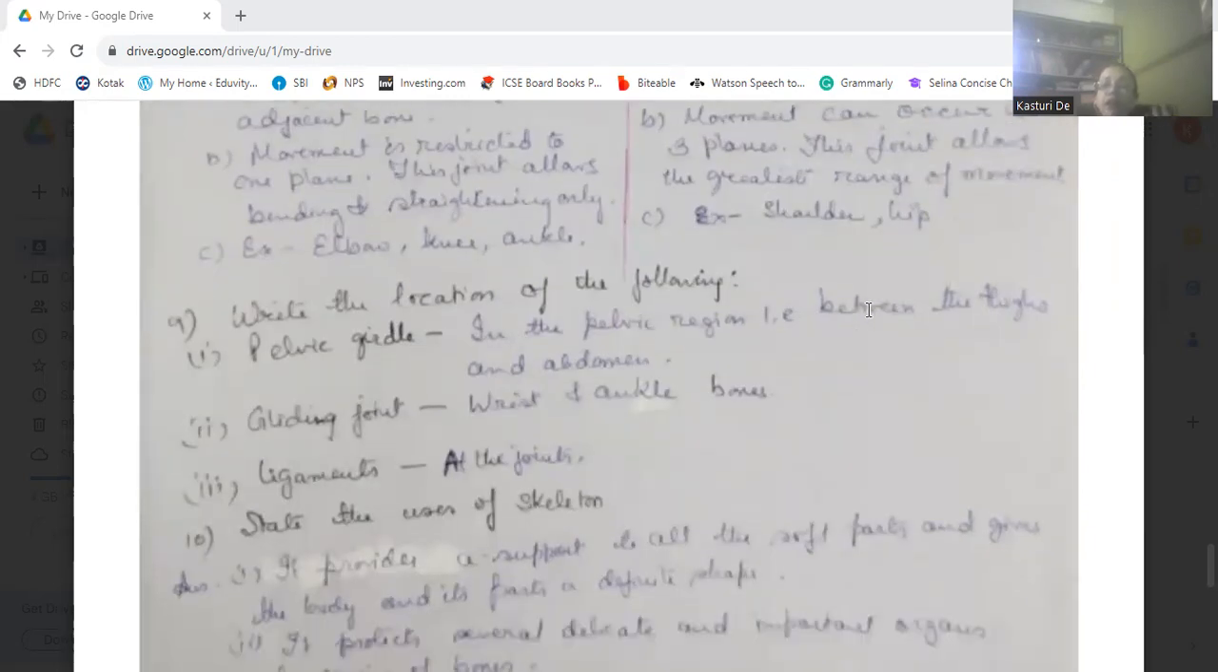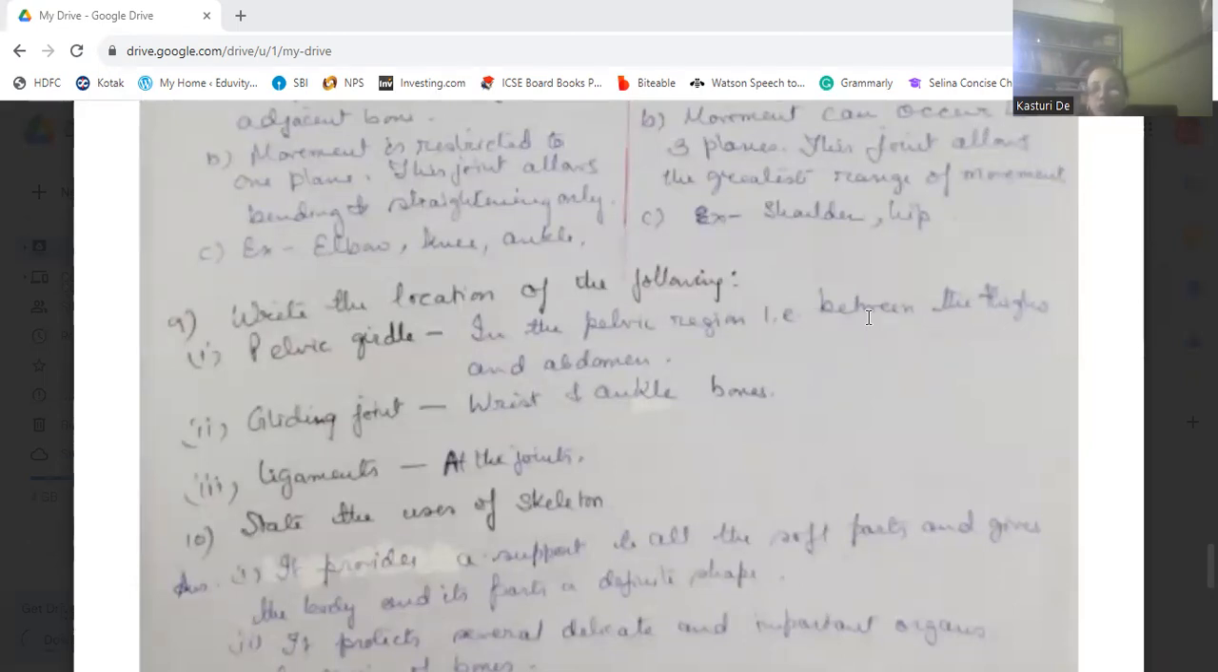Then write the location of the following: pelvic girdle. The pelvic girdle is located in the pelvic region between the thigh and the abdomen. Then the gliding joint is found in the wrist. Then ligaments are at the joints. Ligaments are found in any joint because they join bone to bone.